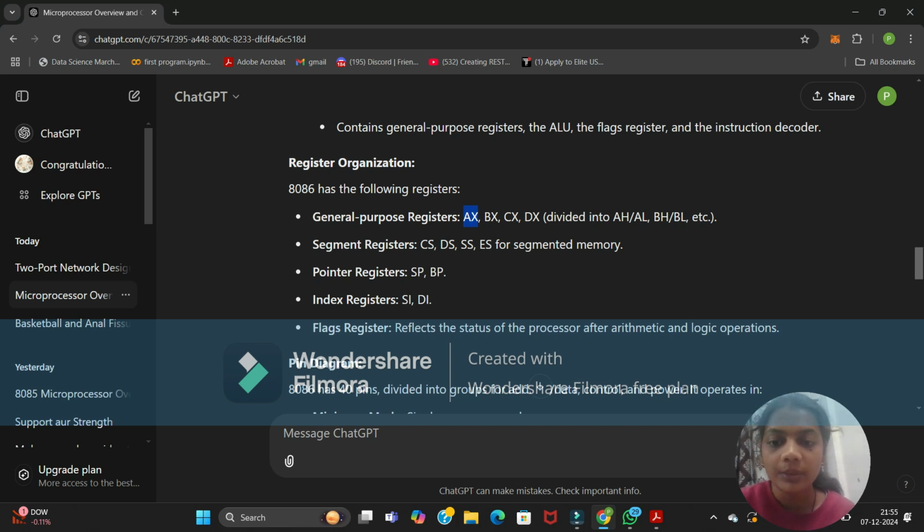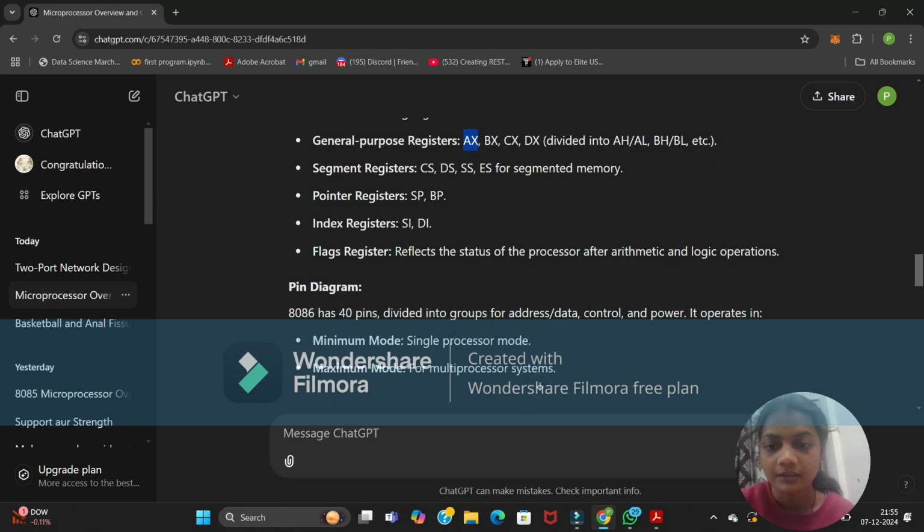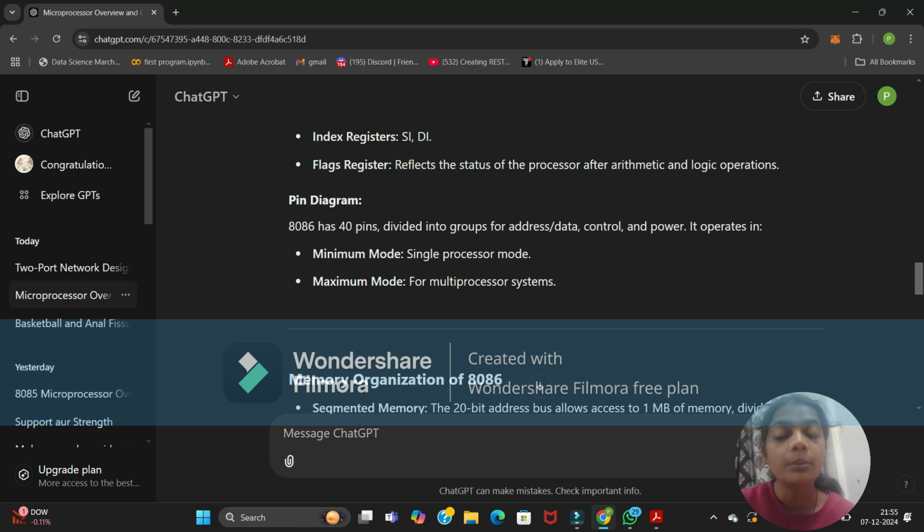Then for segmented memory, we have segment registers CS, DS, SS, and ES. Then we have pointer registers like SP and BP, and index registers SI and DI. The flag register reflects the status of the processor after arithmetic and logical operations are performed.